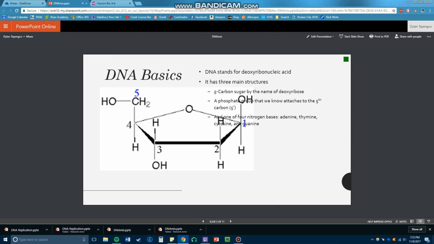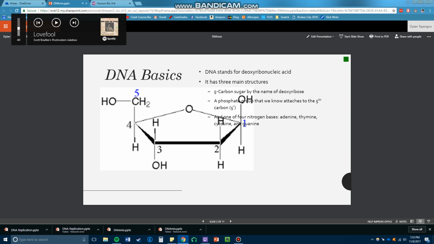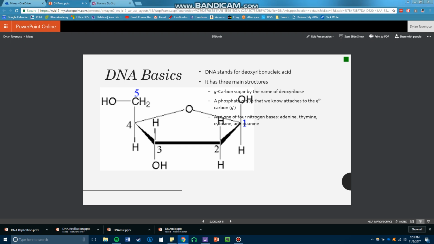To begin with, the basis of DNA: it stands for deoxyribonucleic acid, and it has three main structures. The first is our 5-carbon sugar, which is deoxyribose. We have a phosphate group that's attached to the 5th carbon, or the 5' carbon, and one of our 4 nitrogen bases, which are adenine, thymine, guanine, and cytosine. And you're looking at almost a whole picture of a nucleotide.